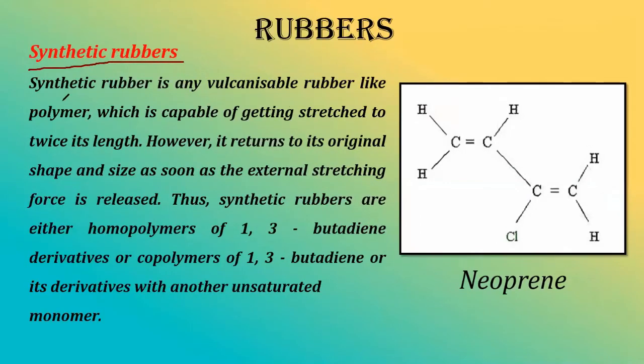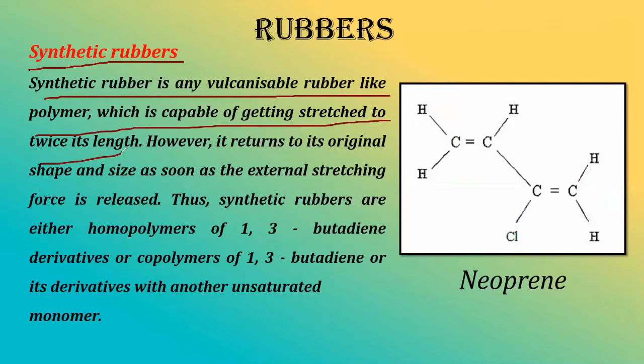What about synthetic rubbers? Synthetic rubber is any vulcanized rubber-like polymer which is capable of getting stretched towards its length. Okay, so here the stretching property increases. As you can see, natural rubber is isoprene, synthetic rubber is neoprene, and here a Cl group is introduced instead of that particular methyl group. Okay, so it can be stretched towards its length. However, it returns to the original position as soon as the force is released.